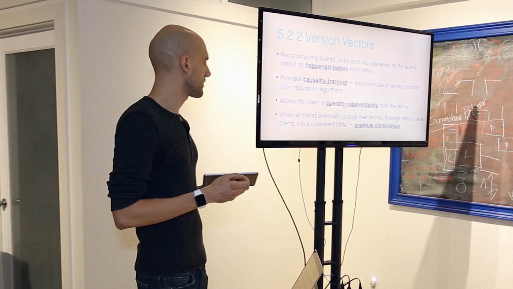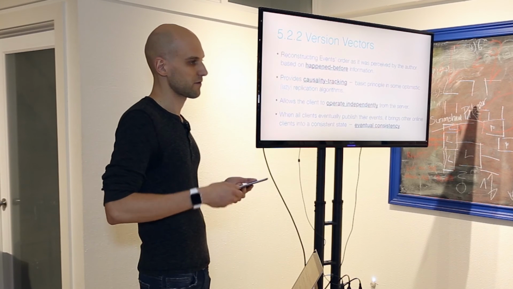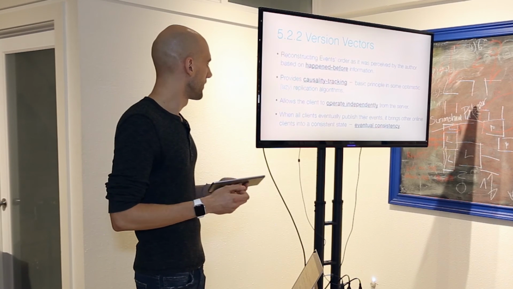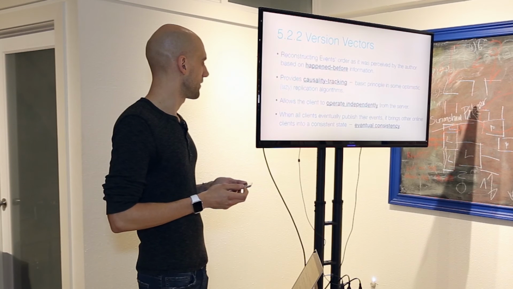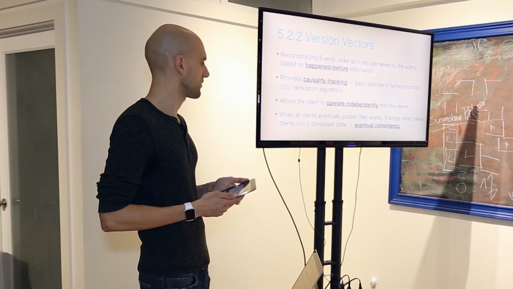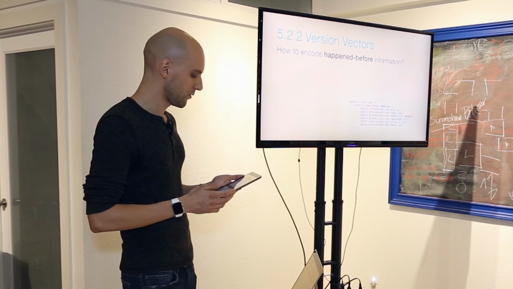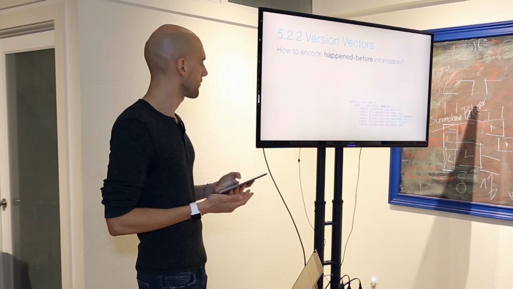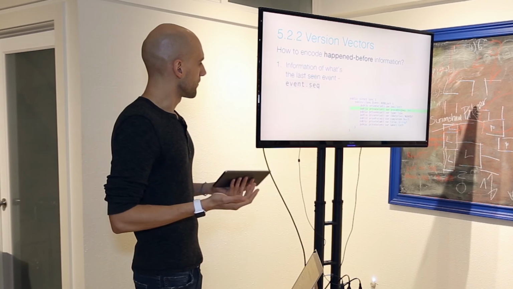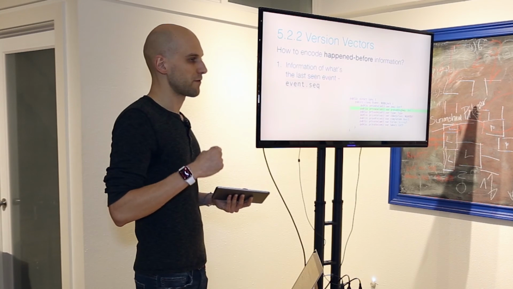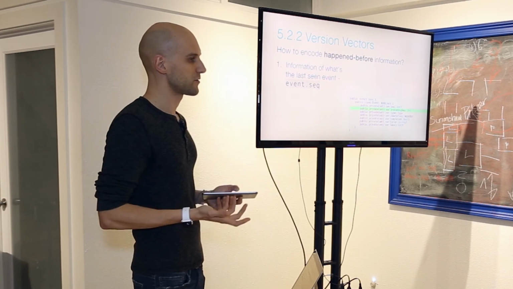And when all clients eventually do publish their events, when they come back online, it turns other clients into a consistent state, which is also known as eventual consistency. So how do we encode that happened-before information? It's pretty simple. We just point to what we saw before this event that we're about to generate.